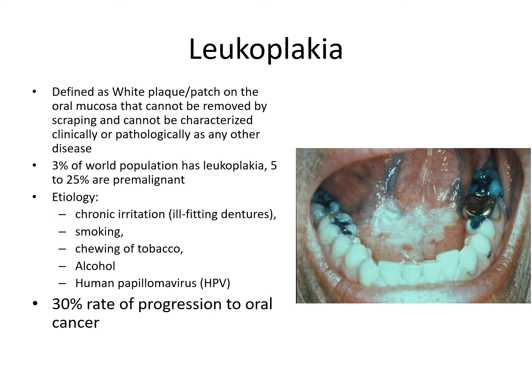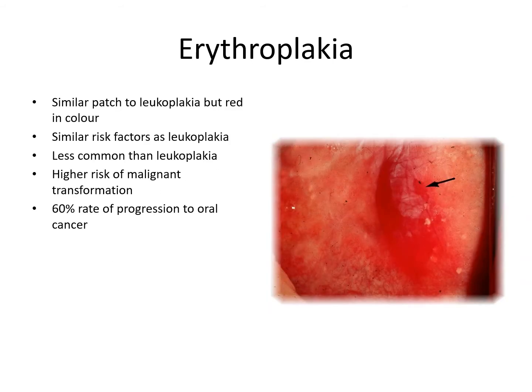3% of the world population has leukoplakia, and 5 to 25% of these are pre-malignant lesions. It is caused by chronic irritation, smoking, chewing of tobacco, alcohol, and human papillomavirus. 30% of leukoplakia progress to oral cancer. A similar lesion to leukoplakia is erythroplakia. Erythro means it's red in color.